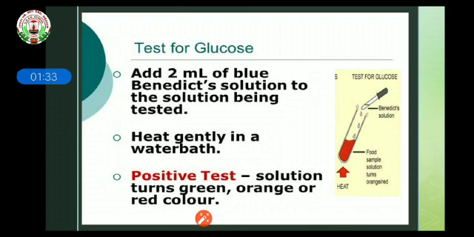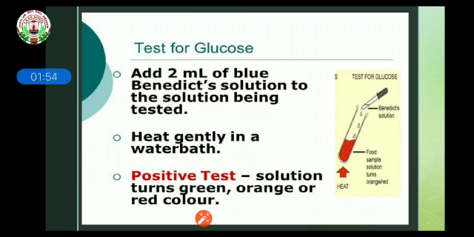gently in a water bath. Now what is a water bath? A water bath is a kind of vessel or any beaker in which we take some water and keep it over the flame, and we heat it. We will boil the water, and then keep this test tube sample solution over that water bath, and we will heat for a few minutes.